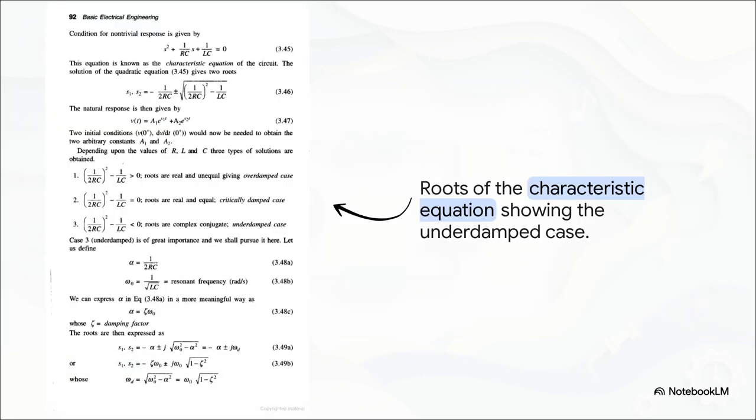When we look at the roots of the characteristic equation, notice case 3. The textbook literally calls this out as being of great importance, and it's the underdamped case. This is the specific state where the resistance is low enough that the energy doesn't just die out immediately. Instead, the roots are complex conjugates, meaning the energy oscillates smoothly. It fades gently over time because of the resistor, but it rings out first. This underdamped state is exactly where the magic of resonance lives.